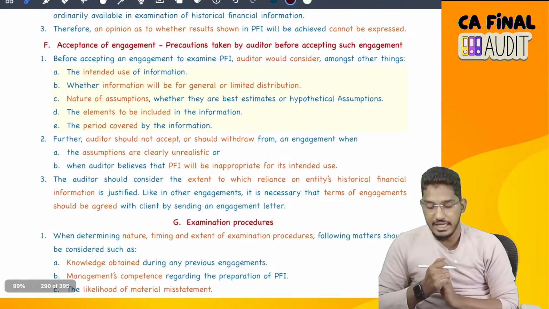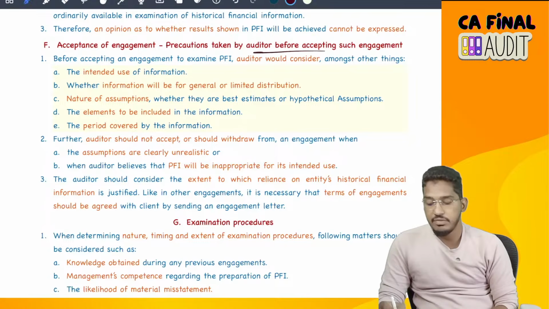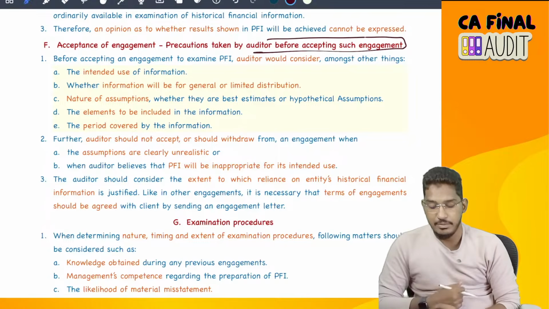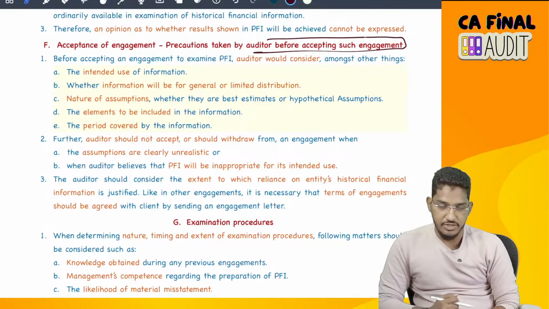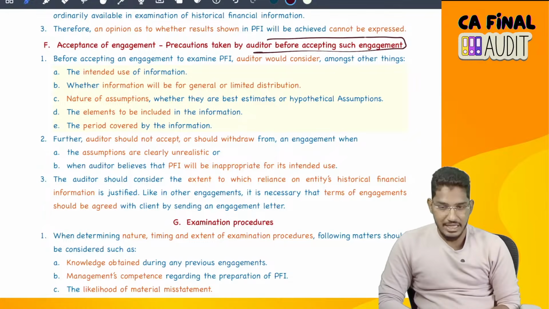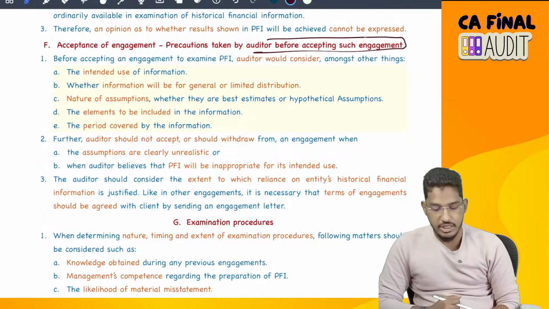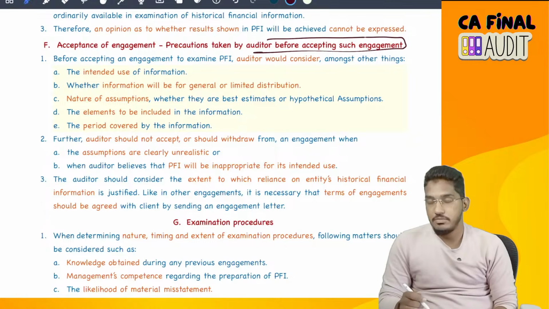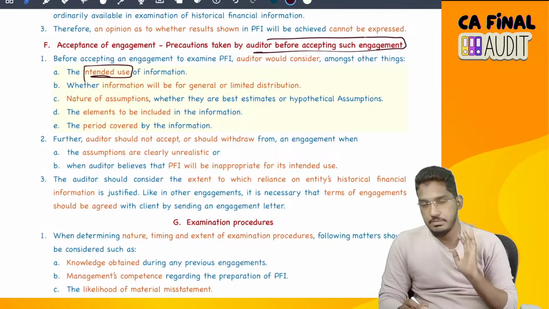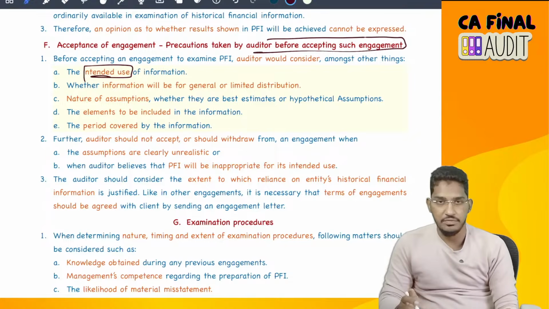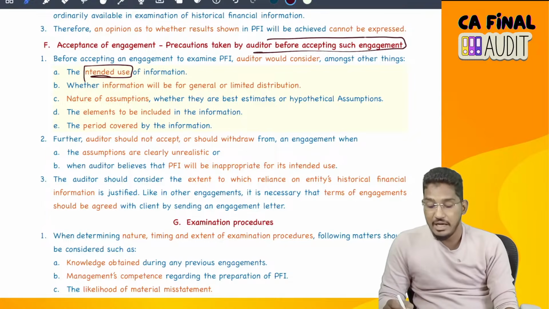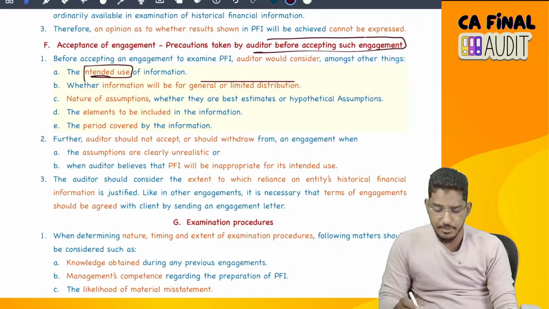Next, acceptance of the engagement. Precautions to be taken before accepting the engagement. If the client is coming to you and asking you to do the engagement related to prospective financial information, before you say yes to that engagement, there are various matters which you are required to consider. So what are those matters? What is the intended use? For what purpose is this prospective financial information getting prepared? And will it be for general distribution or limited distribution? That means, is this information for everybody or only for restricted people?